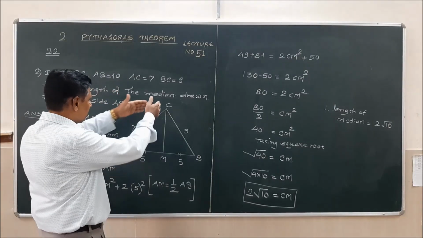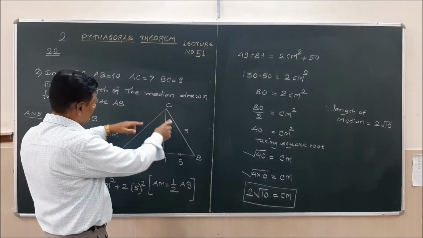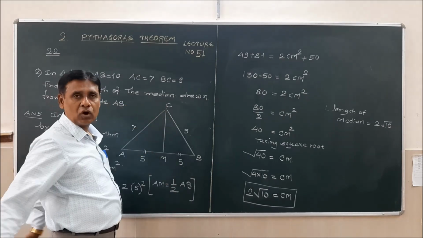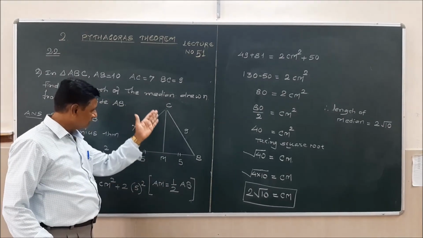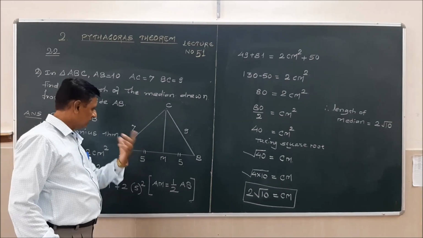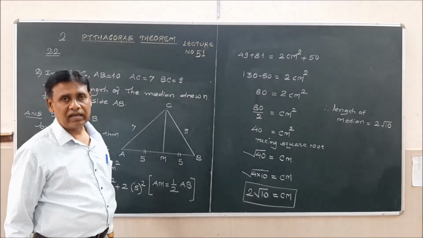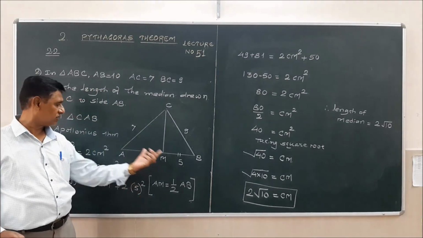So try to understand. The sum of the squares of the sides from where the median is drawn is equal to twice the square of the median plus twice the square of any one of the component parts of the base.